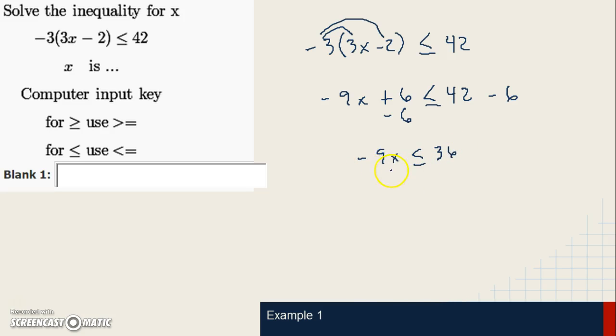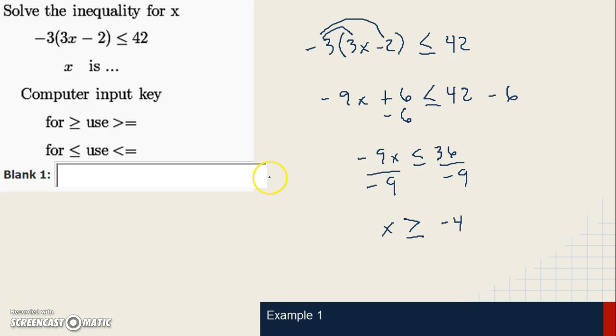Now I've got to get rid of this negative 9. Since it's being multiplied to x, I know I need to divide, and I'm going to divide by negative 9 because that's what I want to eliminate. I make sure I do that to both sides of the inequality. What I'm left with here is just x. And because I divided by a negative number, I've got to make sure that I flip my inequality. So it was less than or equal to, now it is greater than or equal to. And 36 divided by negative 9 is a negative 4.